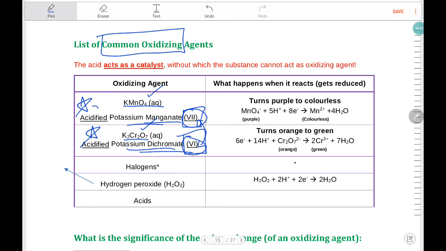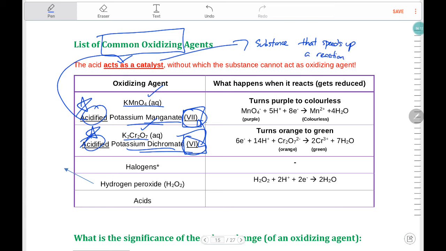Alright, and we acidify them. The acid is not the oxidizing agent, but the acid is needed as a catalyst. Right, and the catalyst is simply a substance that speeds up a reaction. So the acid acts as a catalyst to speed up the reaction. If not, these oxidizing agents will not work. Okay, so important, these two, acidified KMnO4, acidified potassium dichromate.